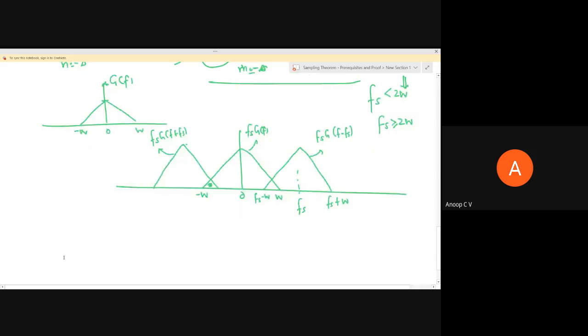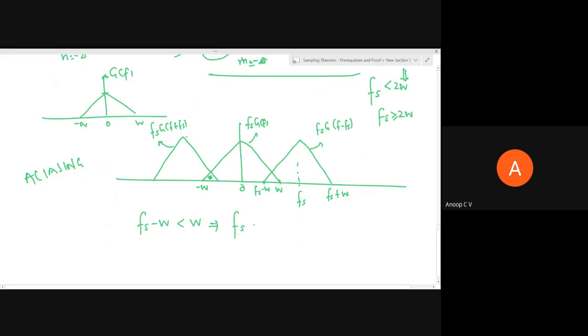There are replicas of G(f) spaced at multiples of fs. You can see the adjacent replicas are overlapping in this case. This is called aliasing. We'll see why this happens. This happens when fs minus W is less than W, or in other words, fs is less than 2W.